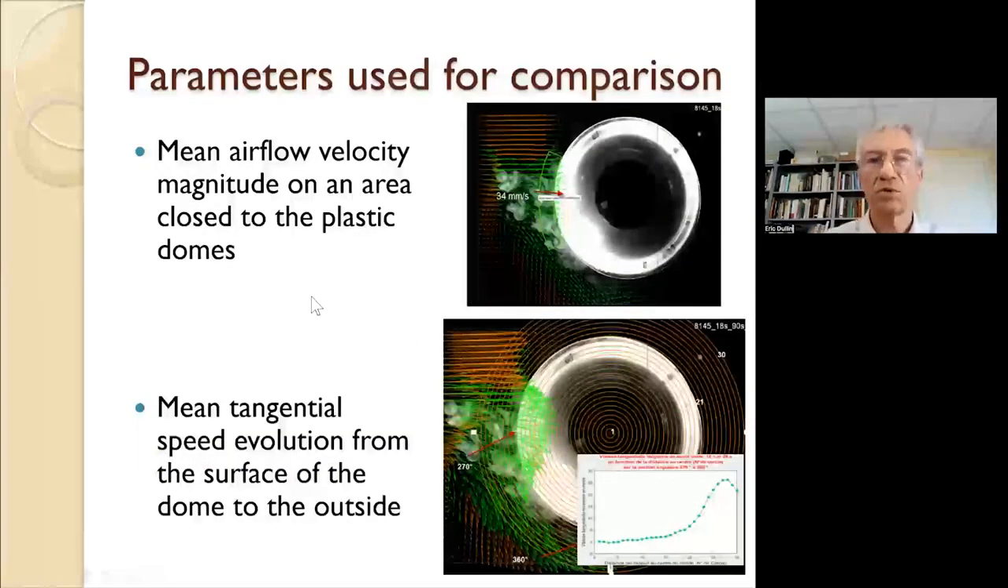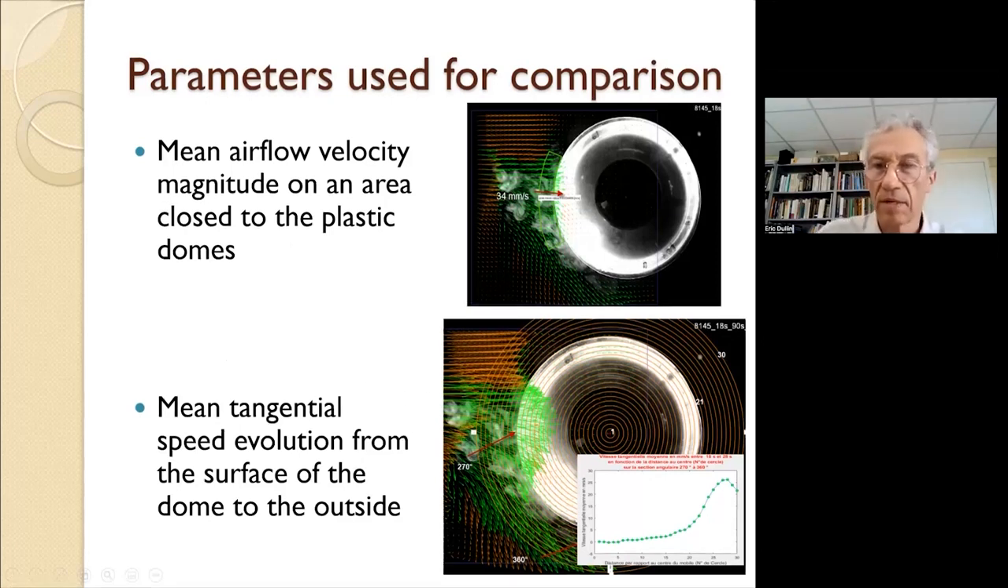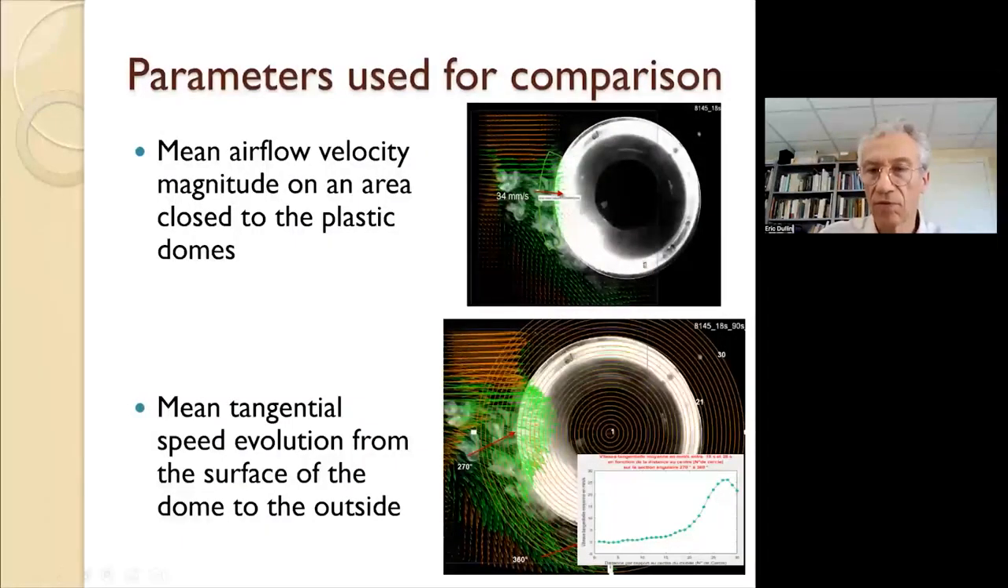And the comparison we use here is the mean airflow velocity magnitude. So we take an area along the plastic dome and look at the average speed on this part. Then we complement by taking concentric circles around the target and calculating the tangential speed on each circle. We plot the curve of the evolution of this speed along the radius, and we compare this speed in the two experiments.